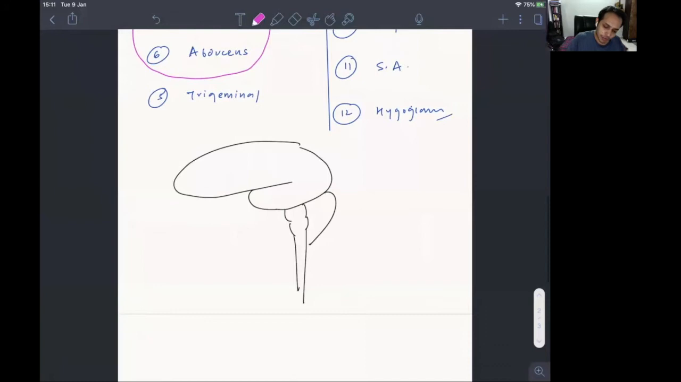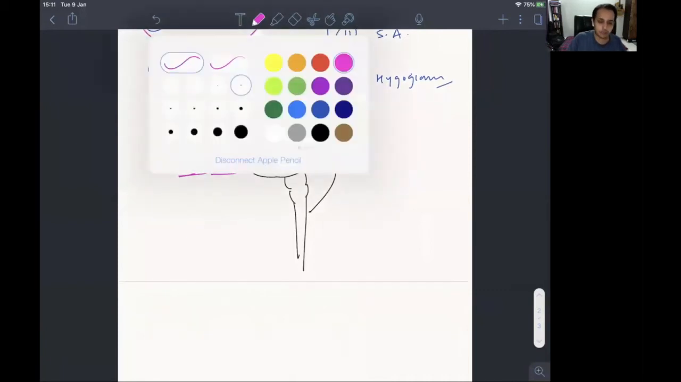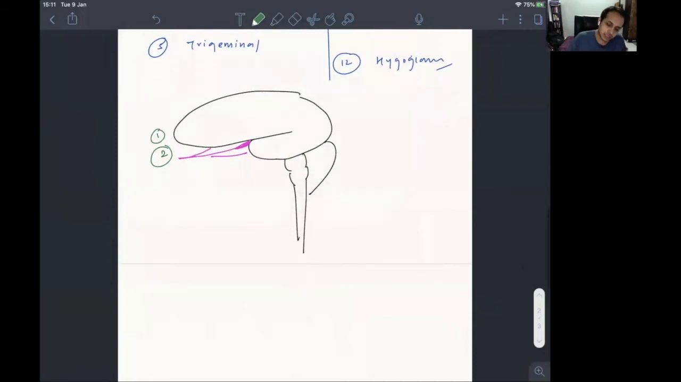So your olfactory nerve arises directly from the brain itself. So it arises somewhere from the rhombencephalon. Your optic nerve also arises from the bottom of the brain, and so these two are not from the brainstem. So your cranial nerve 1 and cranial nerve 2 are not from your brainstem. After that, everything else is from your brainstem.